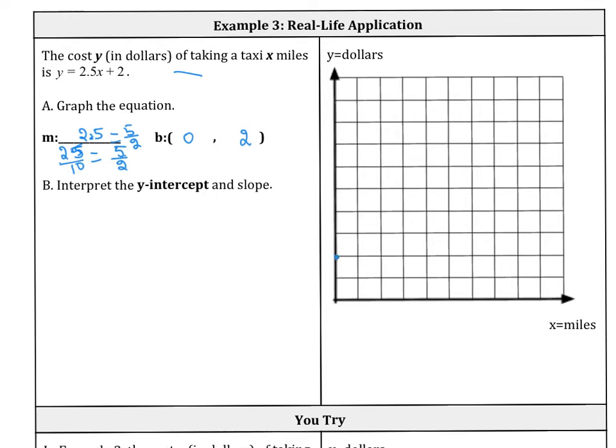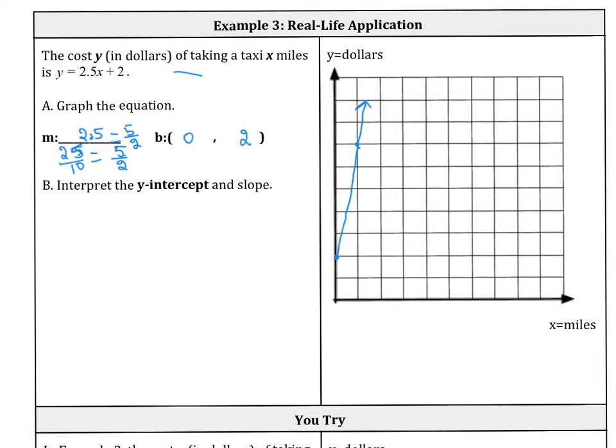Starting from (0, 2), you go up 5 over 2. So up 5: 1, 2, 3, 4, 5, over 2. This is going to be your next point, and so on. When you connect these two dots, you get the line graph, and it looks like this.